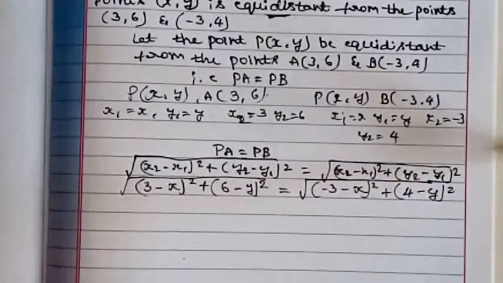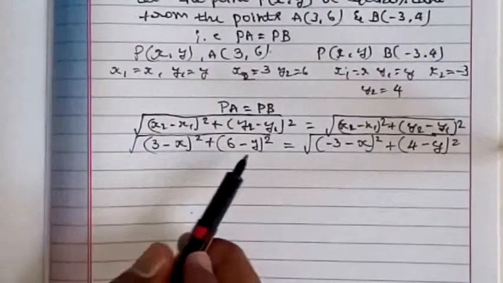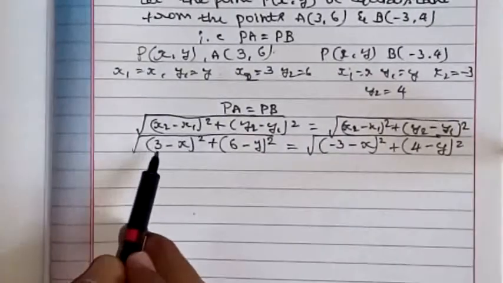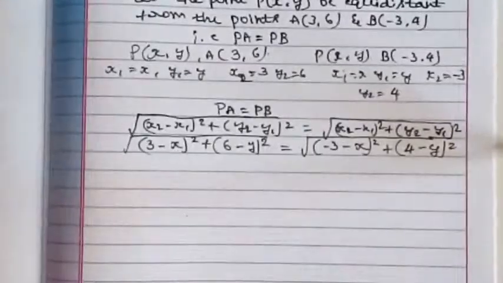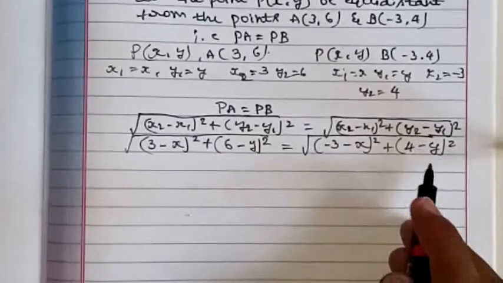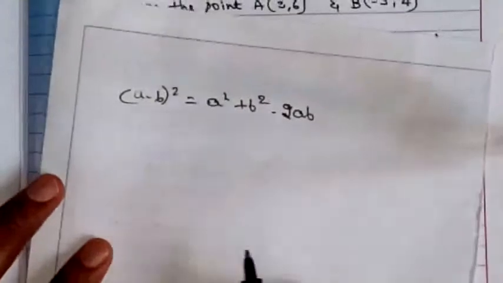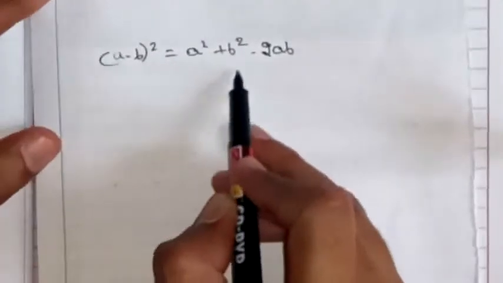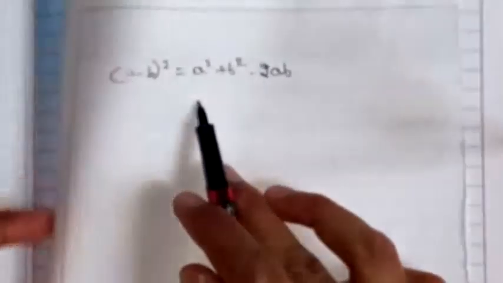Right, children? Now simplify this. On the left hand side and on the right hand side, just observe, it's in the form of (a minus b) whole square, (a minus b) whole square, so you need to apply the (a minus b) whole square formula, right? Now what is (a minus b) whole square? (a minus b) whole square is equal to a square plus b square minus 2ab, right? So you need to apply this formula, right?